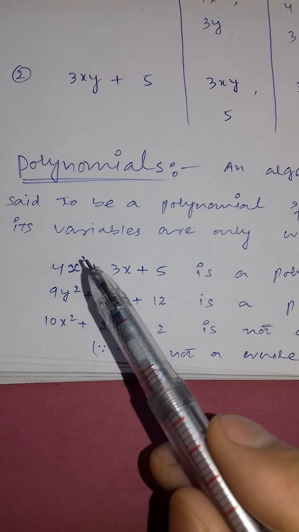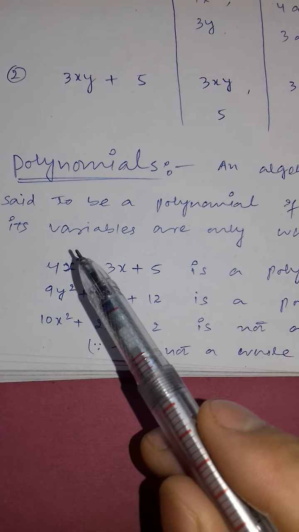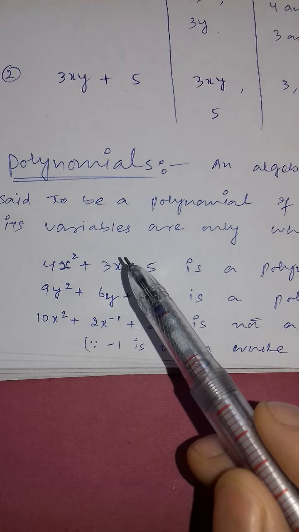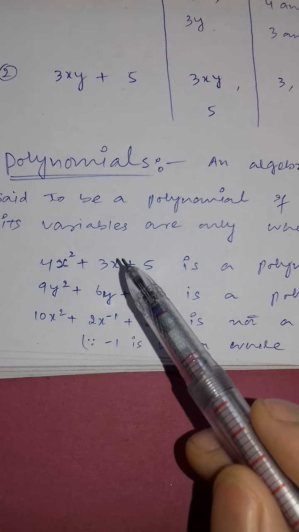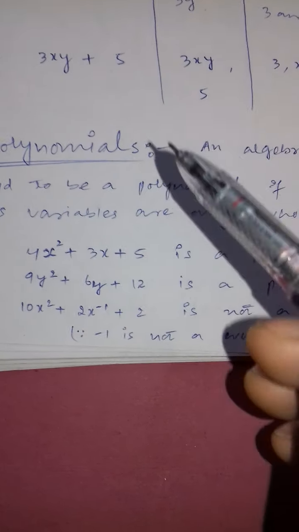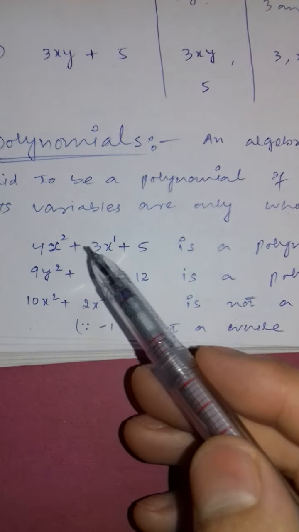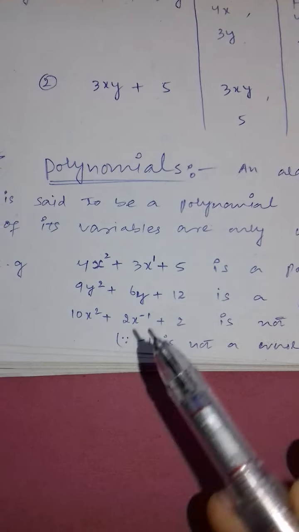Here x raised to power 2. 2 is a whole number. 3x, x raised to power nothing, but we can say 1. 3x raised to power 1. So 1 is here. What is 1 here? It's a whole number. So 4x square plus 3x plus 5 is a polynomial.